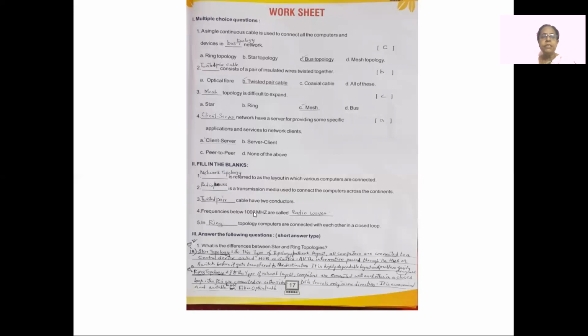What is the frequency which is below 1000 megahertz? What is it called? It's a radio wave. Above 1000 megahertz, it's microwave. Which type of topology is in a closed loop? Ring topology. Also look at your answers. Here the page numbers are there. Just look at your page numbers and do it.